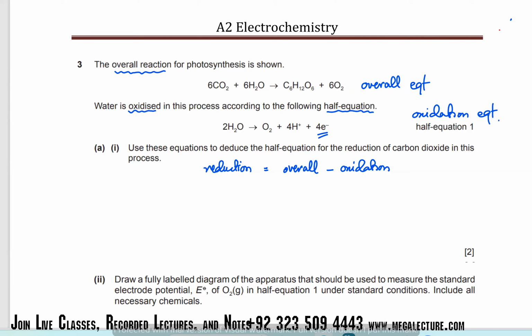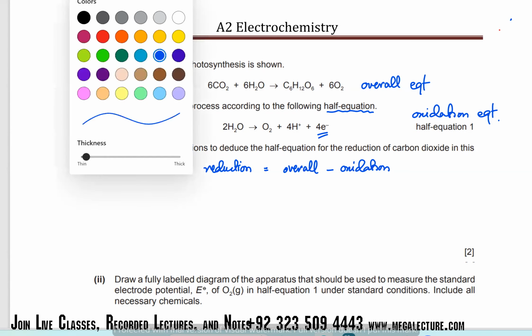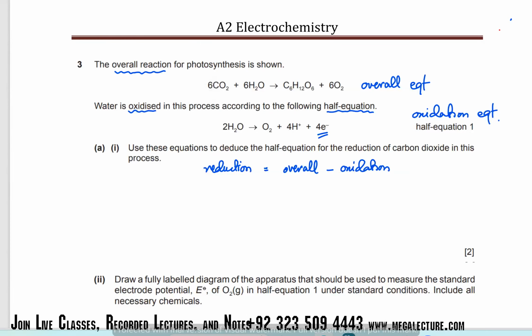Because I'll get my answer. तो इसको लगा लेते हैं. It's what? 6 CO2. That's my overall equation. 6 CO2 and what? Plus 6 H2O. And the product is what? Glucose, C6H12O6 plus 6O2.